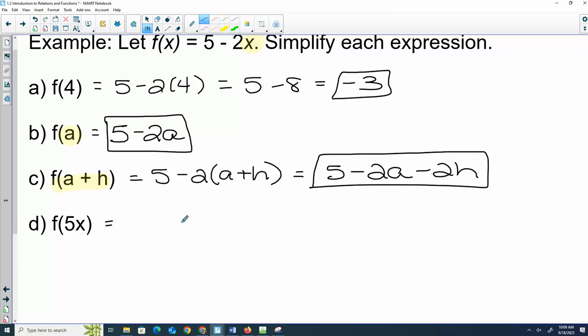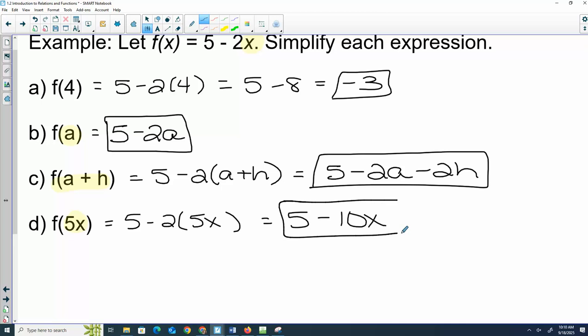Last one, if I say f of 5x, that means I'm taking the x in the original equation, I'm plugging in a 5x in its spot. So what does that give me? And again, not like terms, so that's our answer. So you don't only plug in numbers, sometimes we're plugging in other variables or expressions.